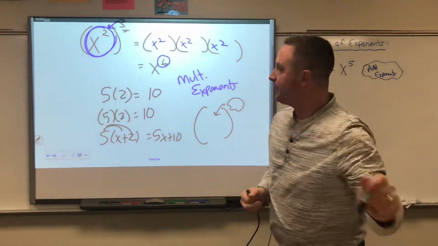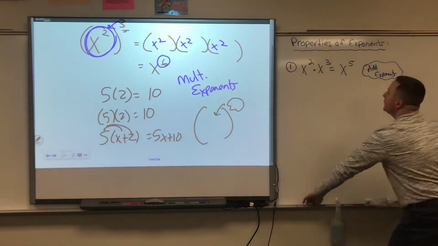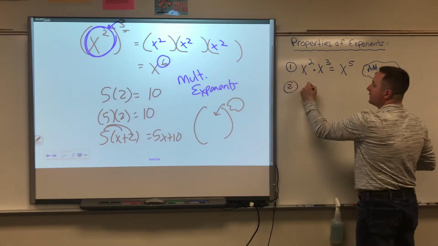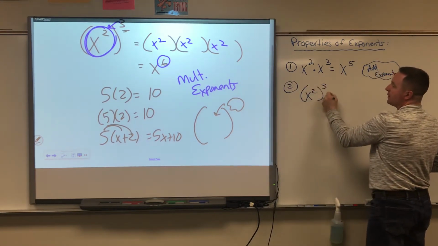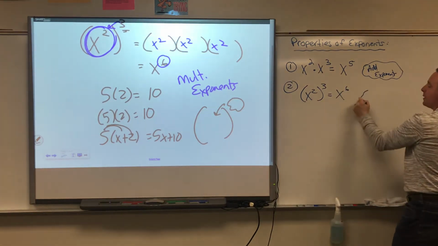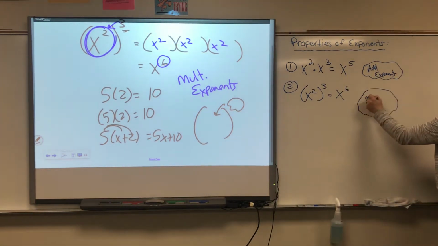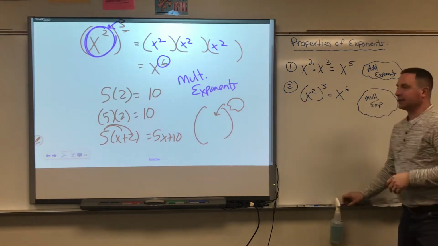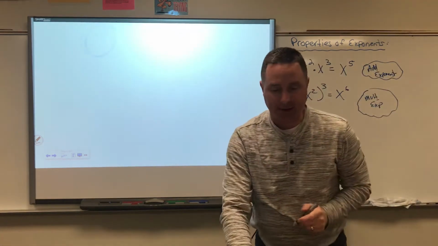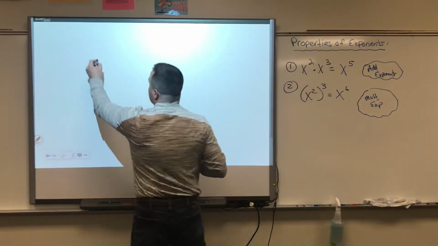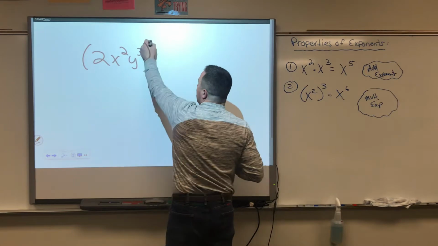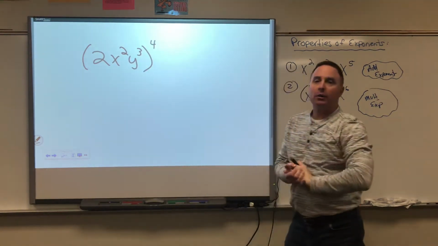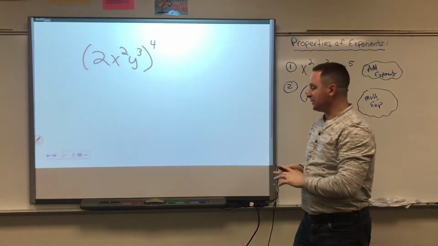And I'm going to add that one over here. Here's the second one. It's x to the 2nd raised to the 3rd. It's x to the 6th power. And what I'm doing here is I'm multiplying the exponents. Now there's a couple extensions of this little property. What if I had something like 2x squared y cubed, and I raised it to the 4th power? What if there's more stuff on the inside of the parentheses?